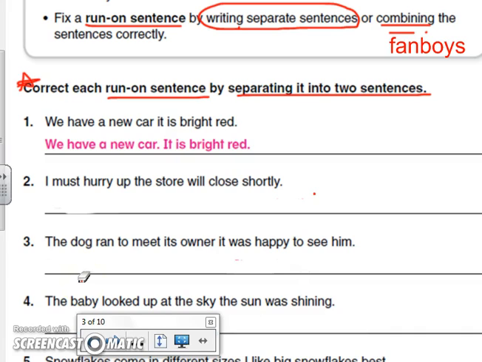I must hurry up, the store will close shortly. Pause and change this sentence into two separate sentences.